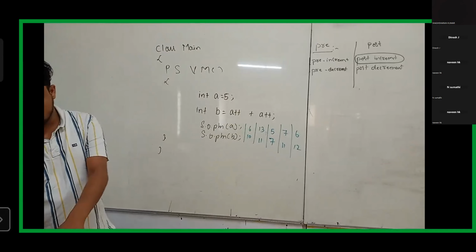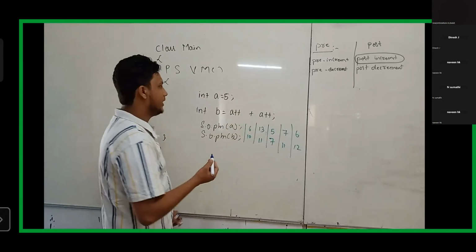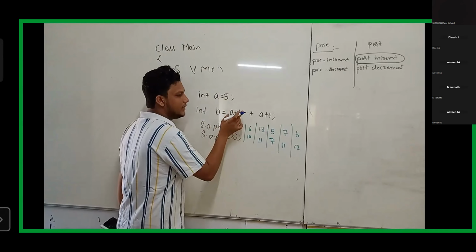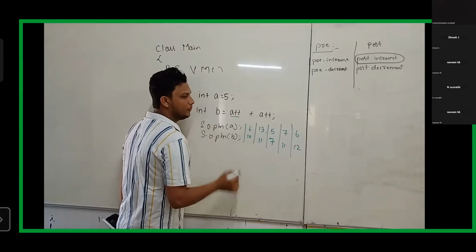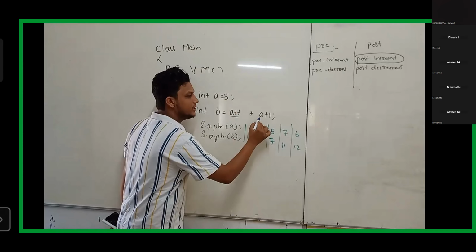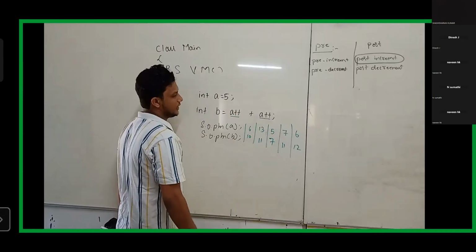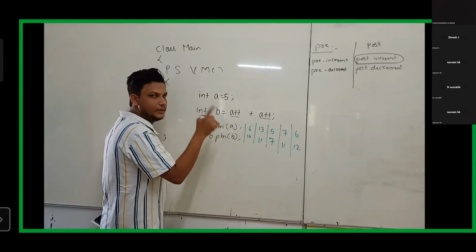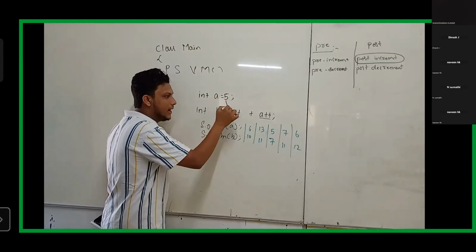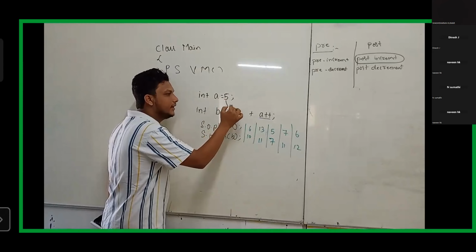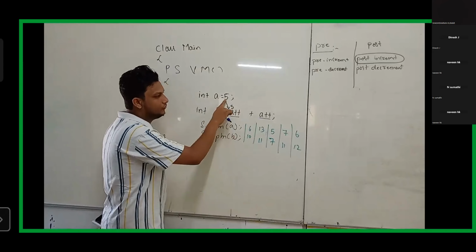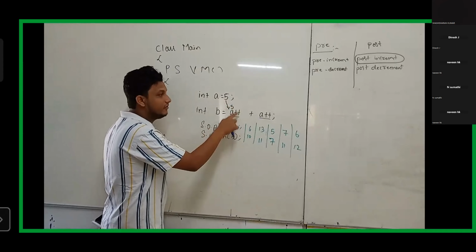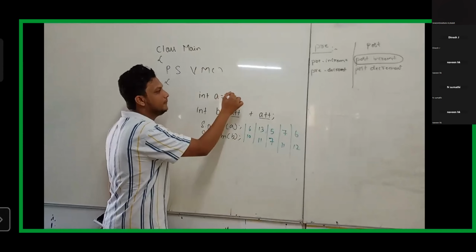Guys, now look here. What is A's value initially? 5. Now tell me, is this a pre or post operation? What does post say? It first utilizes the value, then increments. I'll utilize the A value as it is. What is A here? It is 5. Then after utilizing, increment A, so A will become 6 now.